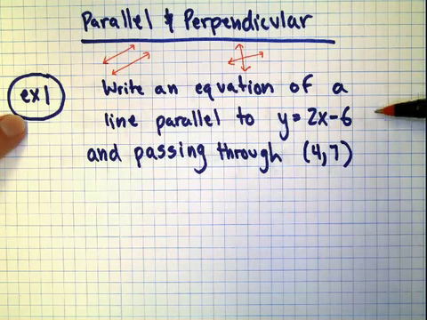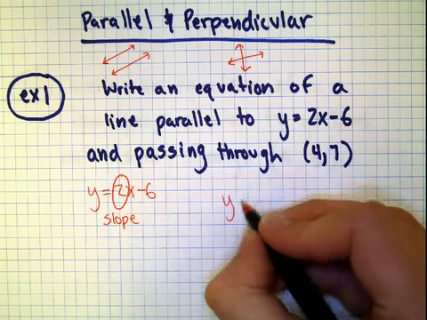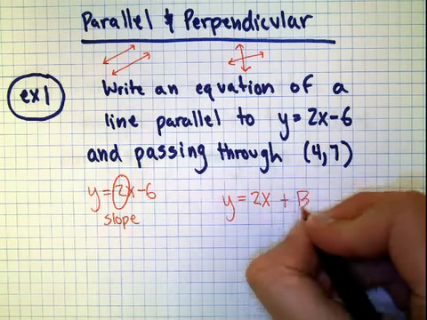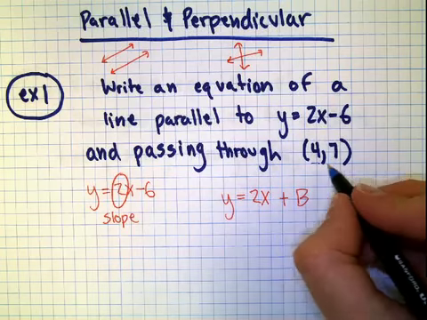So, here's what I noticed. I have a rule, y equals 2x minus 6, and I want to write an equation parallel to this. So the most important thing is the slope. The slope is 2. And parallel lines have the same slope. So my next rule is going to have to be a y equals 2x rule. But the plus b, I don't know. I don't know the y-intercept. Here's what I do know. It's got to pass through 4, 7.